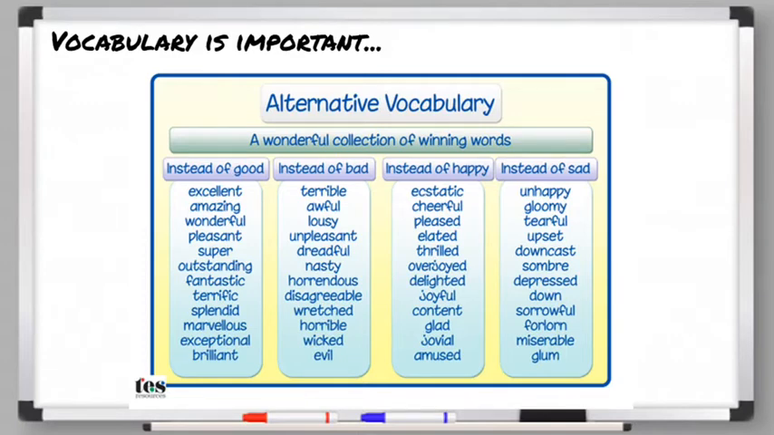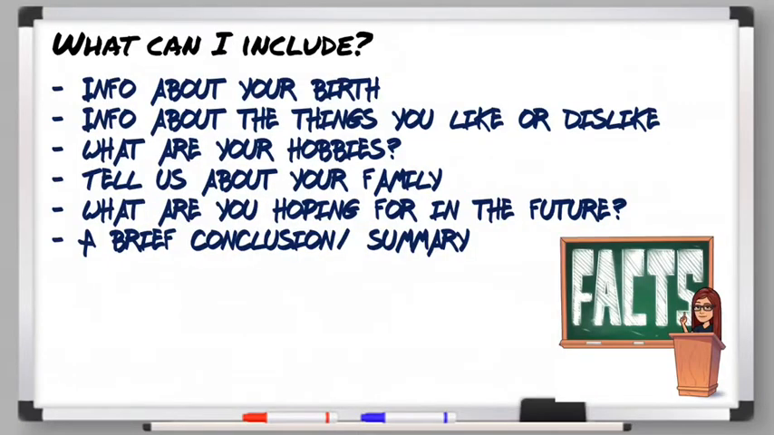What can I include? Now there's lots of different things you could include in an autobiography, but these are the main ideas. So information about you when you were younger, such as when you were born, where you were born, what you were like as a child. You might tell me more about the things that you like and dislike. You might tell me about your hobbies. What is it that you like to do in your spare time? Tell me a bit about your family. Tell me a bit about what you're hoping to do in the future. And then at the very end, a really brief conclusion or summary of all of the points that you have made above.